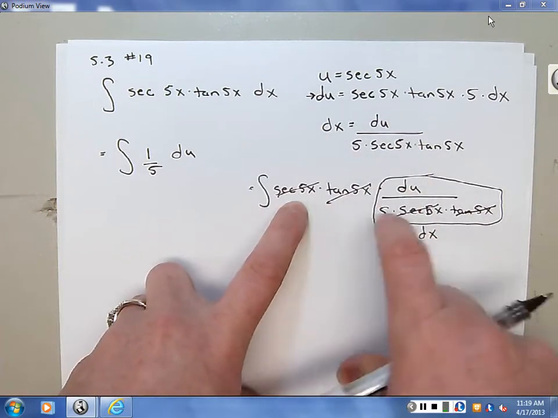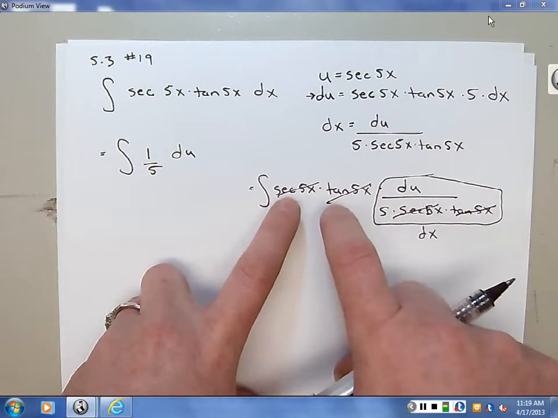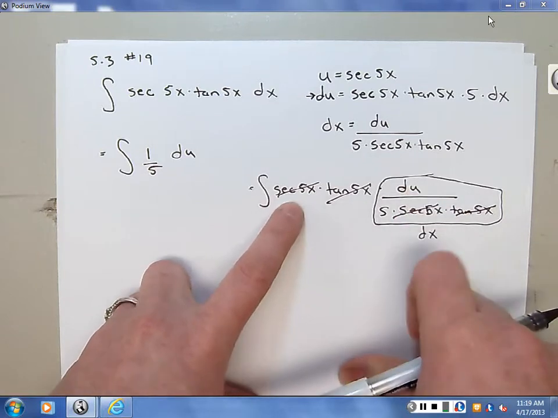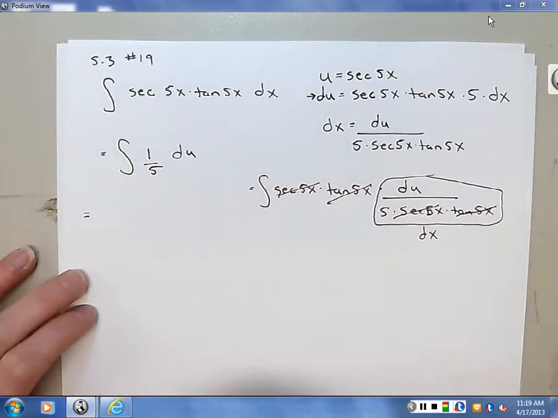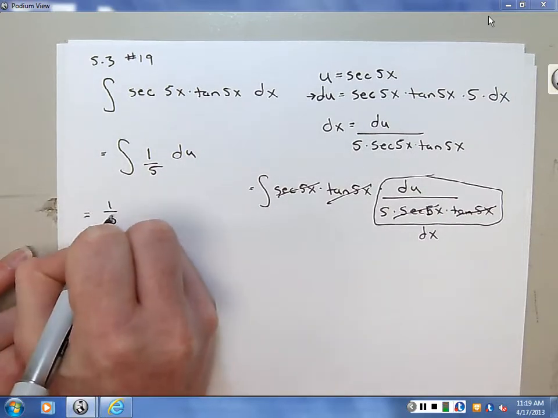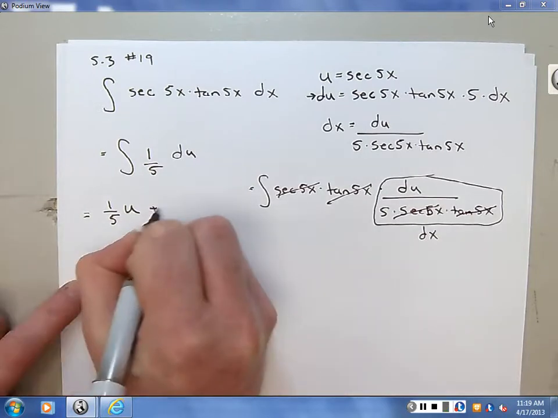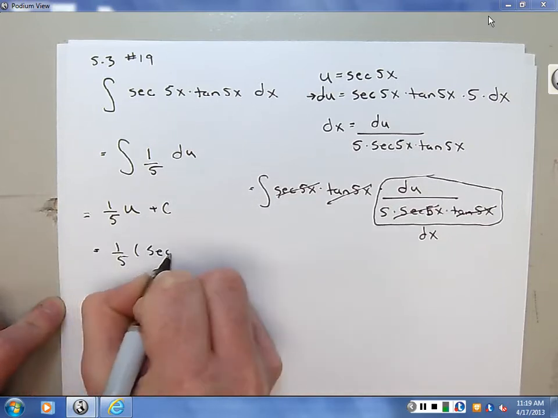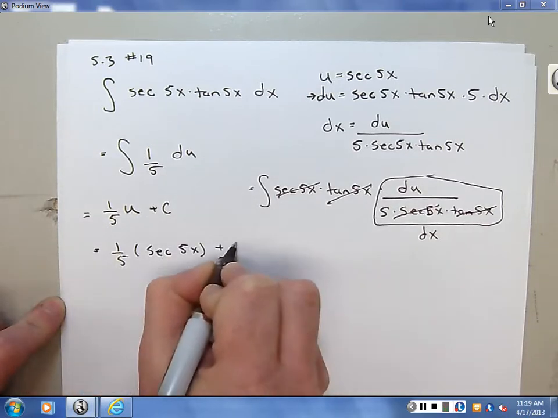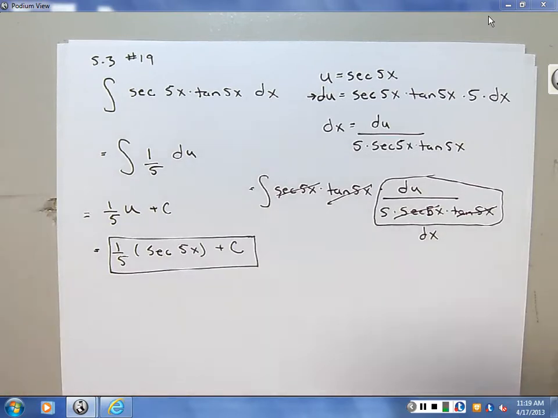The secant cancels with the secant here, the tangent cancels with the tangent here, and I'm left with 1 over 5 du. So now, what is the integral of 1 over 5 with respect to u? U over 5, or 1/5 u, right? So 1/5 secant of 5x plus c. Yeah, just substitute the answer, because u is secant of 5x.